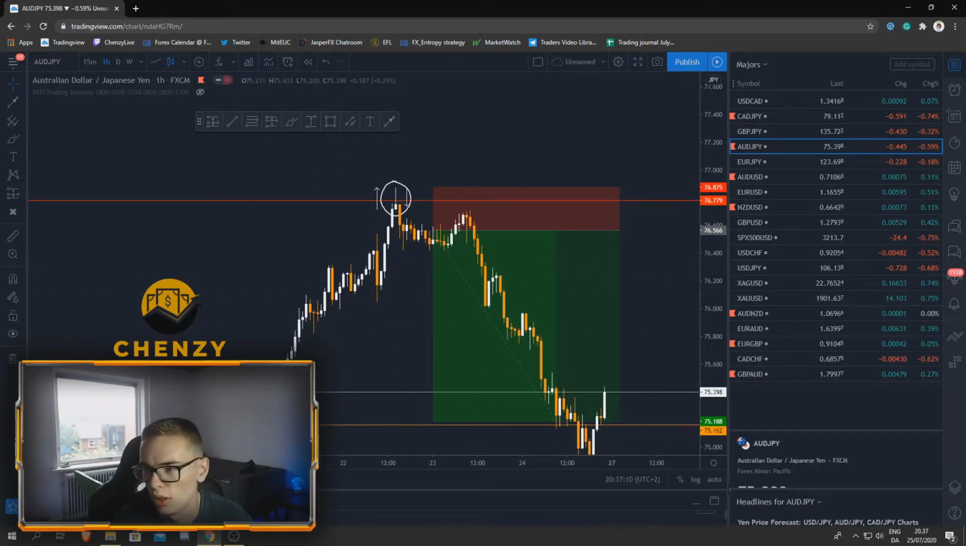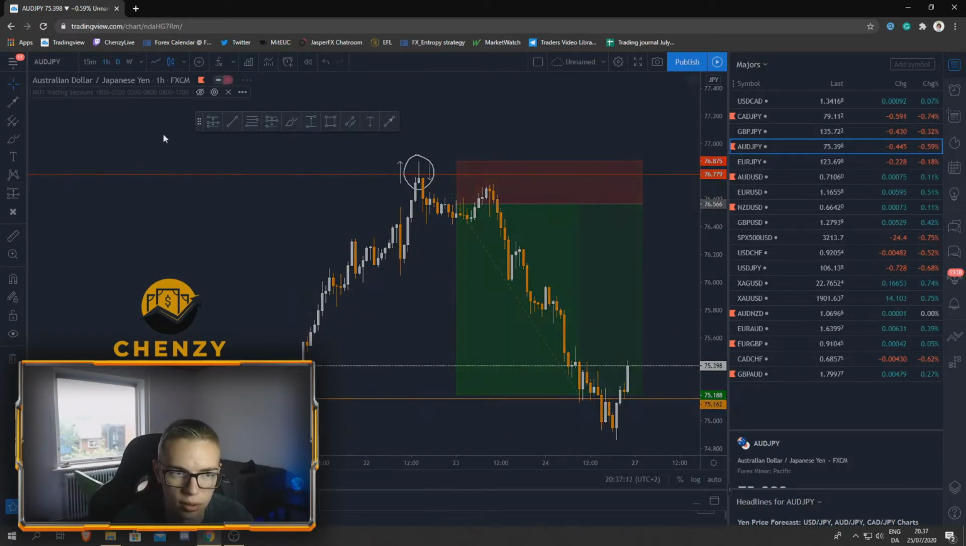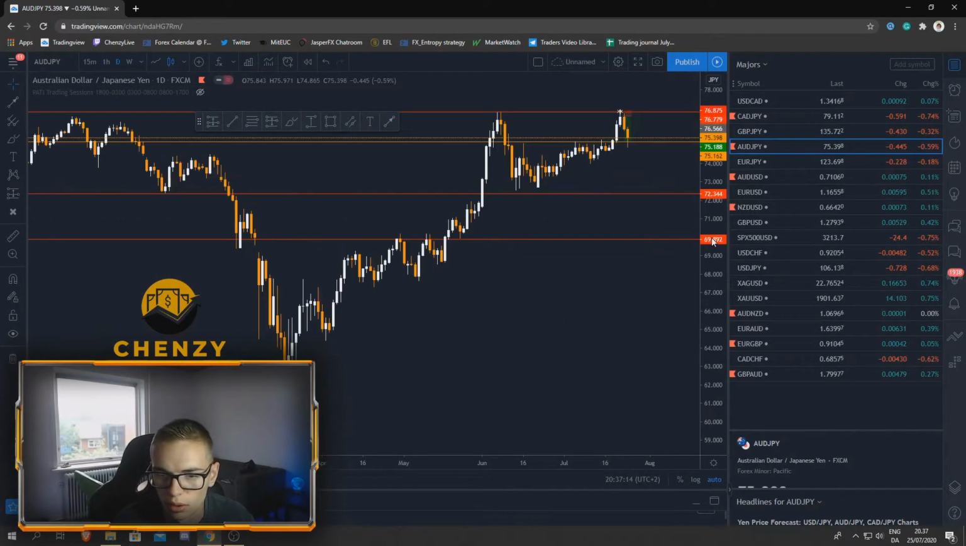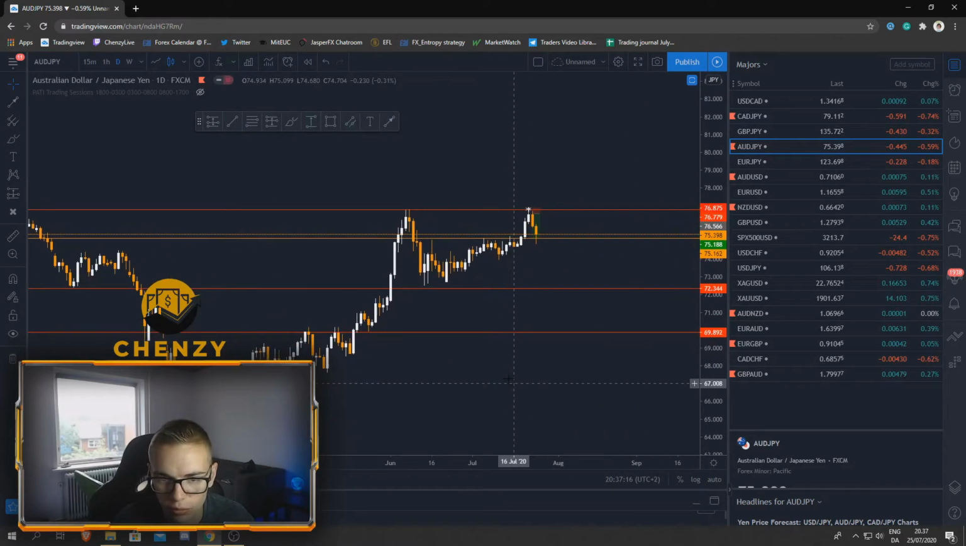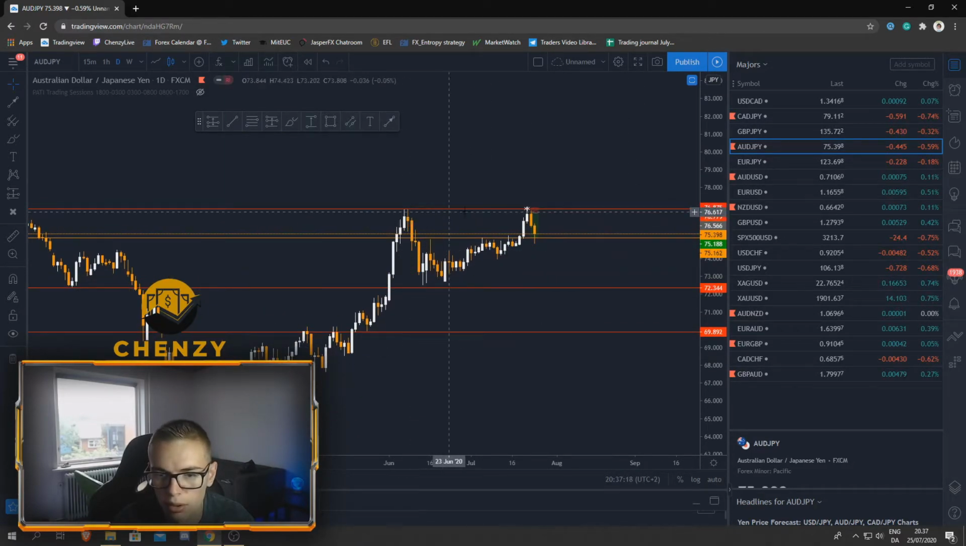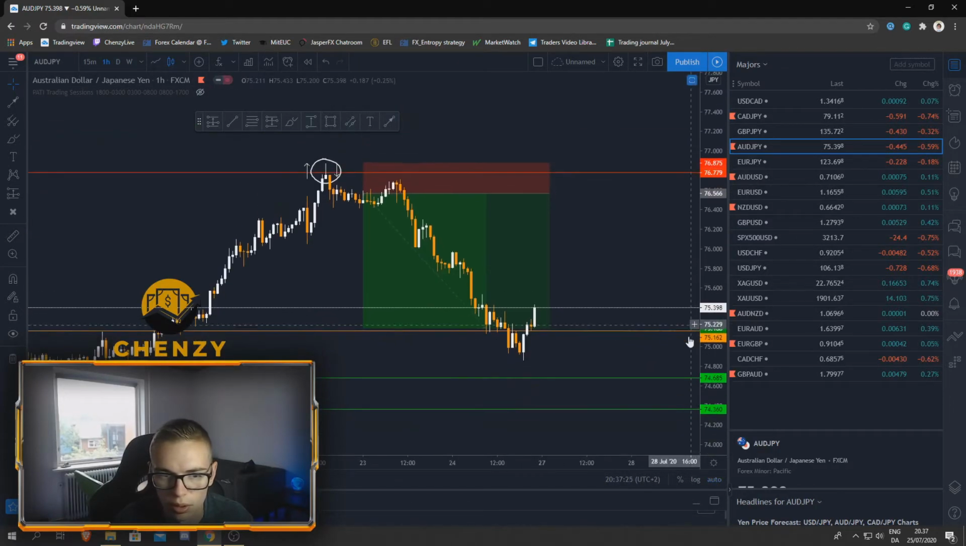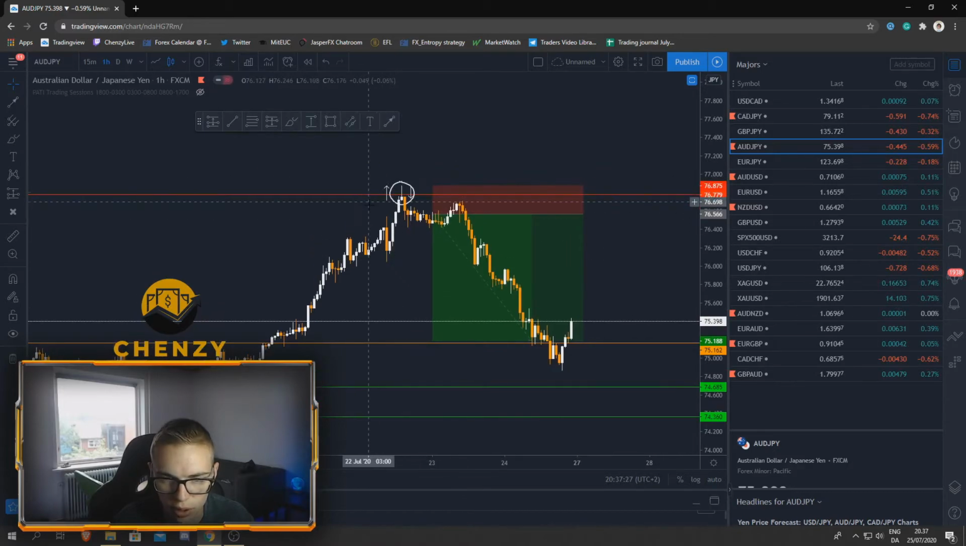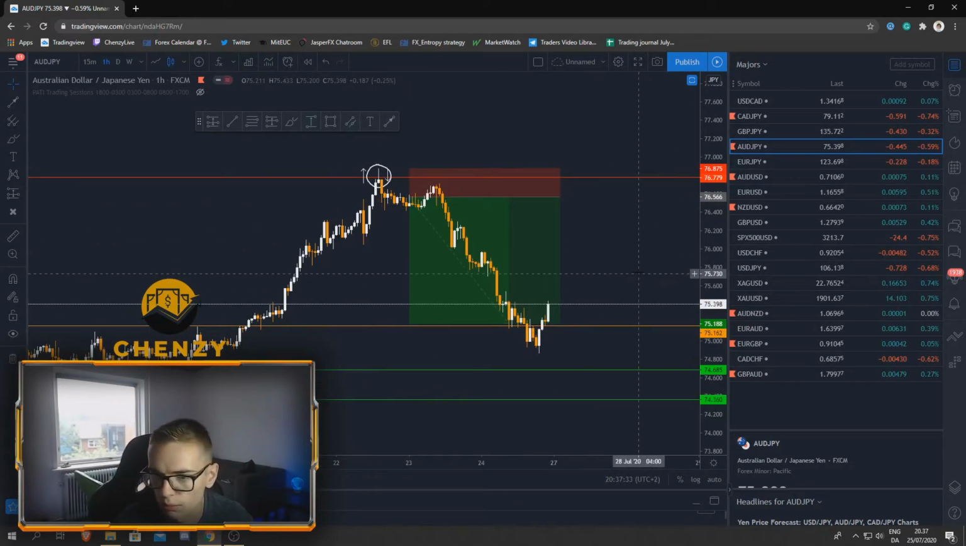Now, I don't just trade hammers blindly. I actually saw it on the higher time frame. As you can see, we had a swing high here, and that's the only reason that I took this trade. But I used the hammer as an extra confirmation.